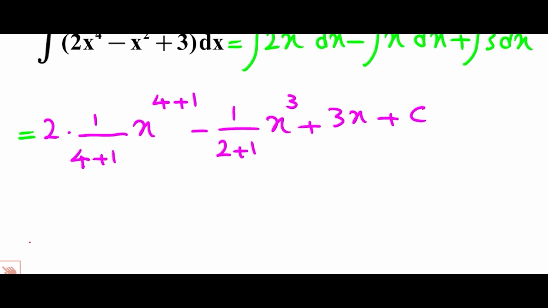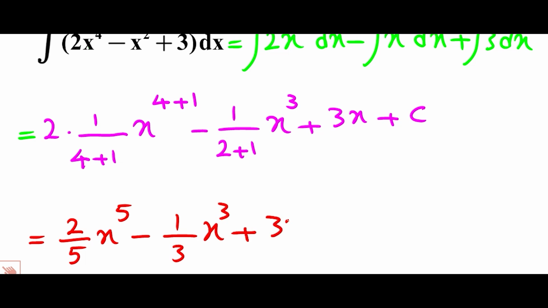So finally the answer equals 2 times 1 over 5, 2 over 5 x to the power of 5, minus 1 over 3, 3x cubed plus 3x plus c.